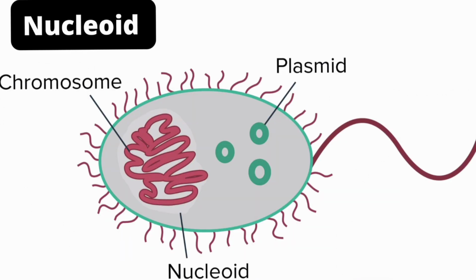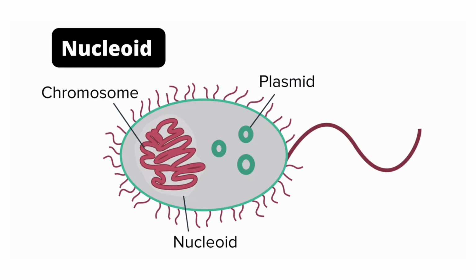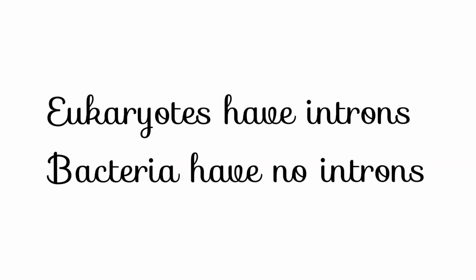The nucleoid is the area of the cytoplasm in which the DNA of the bacterium, the chromosomal DNA, is located. The DNA of prokaryotes is a single circular molecule, and it has a molecular weight of approximately 2 × 10^9, and it contains about 2000 genes. The nucleoid contains no nuclear membrane, no nucleolus, no mitotic spindles and no histones. So the major difference between bacterial DNA and eukaryotic DNA is that bacterial DNA has no introns, but eukaryotic DNA does have introns.